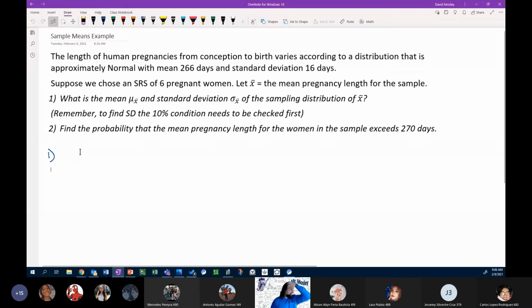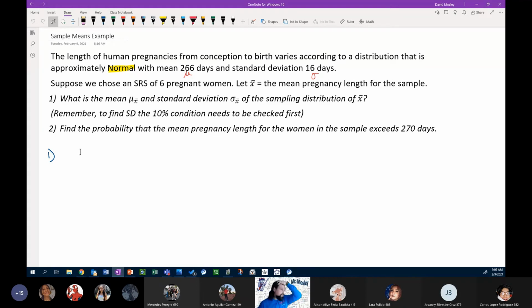All right. So we have the length of human pregnancies from conception to birth varies according to a distribution that is approximately normal. The mean 266 days and standard deviation of 16 days. Right, so we have our mean and standard deviation from the population. And we have that this is normal, so that's always nice.